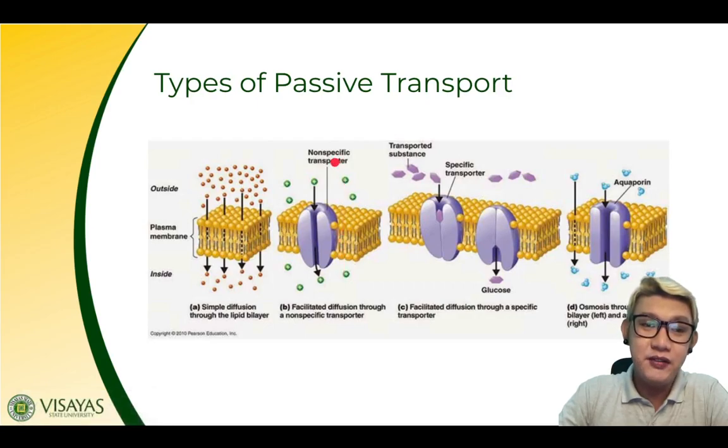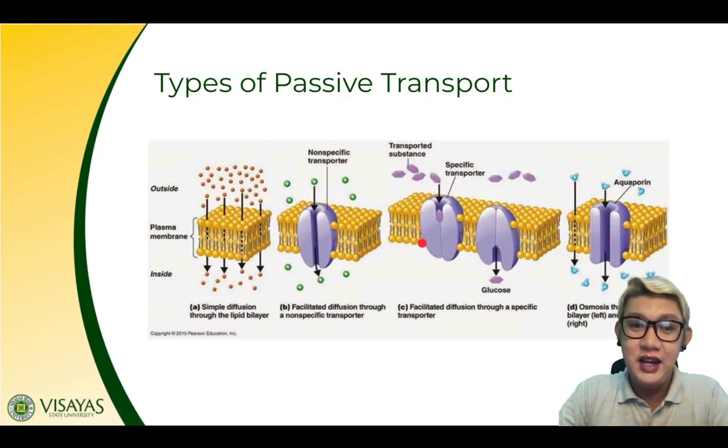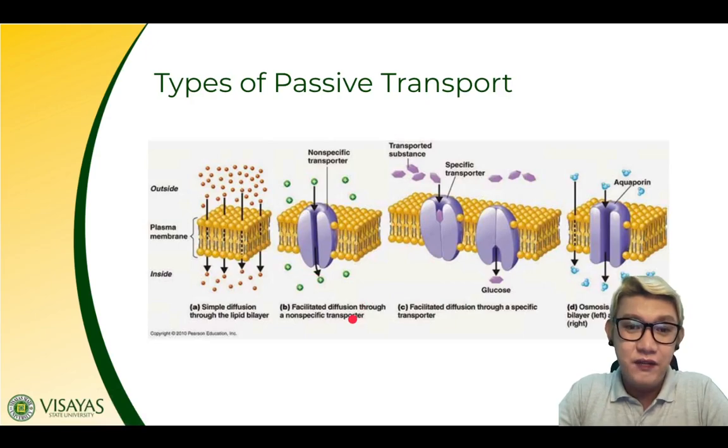Now this one is non-specific, anyone could pass through, but there are also what we call specific transporters. So this specific molecule is bigger, so it cannot pass through the membrane easily. It needs the help of a transporter protein which is specific for this type of molecule. An example is a glucose transporter. Now, if the transport of molecules down a concentration gradient is aided by a transporter protein, the passive transport process is what we call facilitated diffusion.